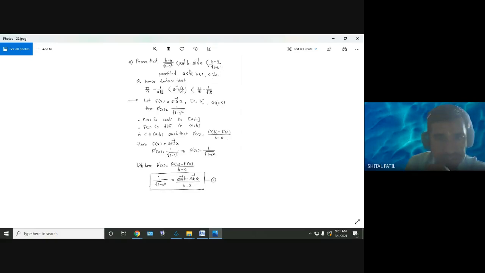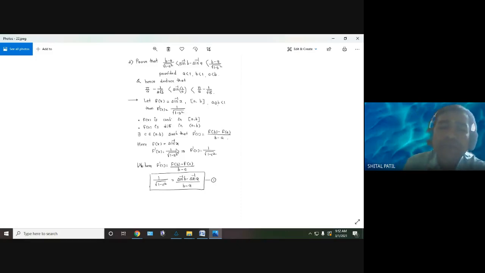But already we consider a and b less than 1. Therefore, f of x is differentiable also. So the continuity and differentiability conditions of Lagrange's theorem are satisfied. Therefore, there exists a c such that f dash of c equals f of b minus f of a divided by b minus a.